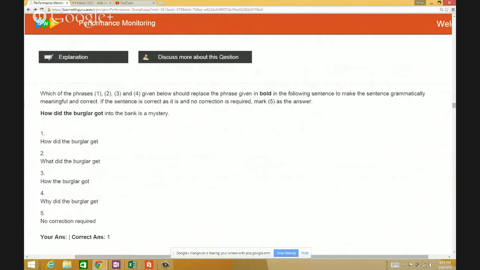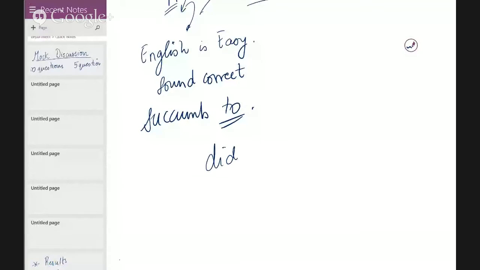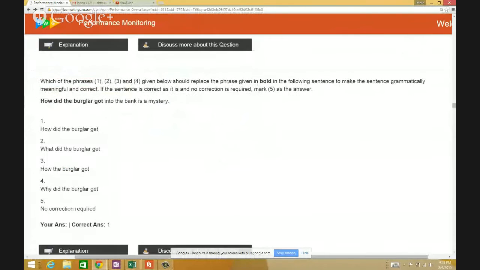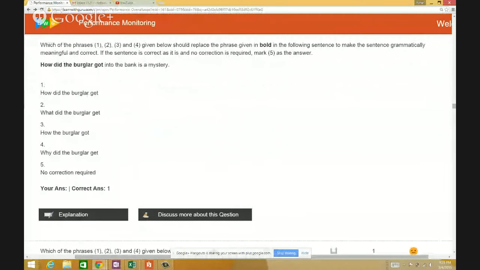How did the burglar got into the bank is a mystery. He did not "got" into the bank, because you're already using a past tense called "did". When you use "did", you use the present form. So "did get in the bank". The answer will be option 1. Yeah, that's fine. And one more.